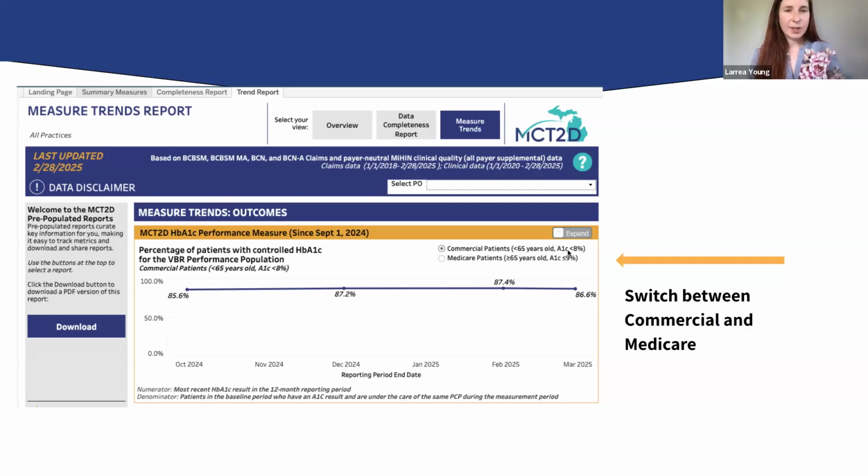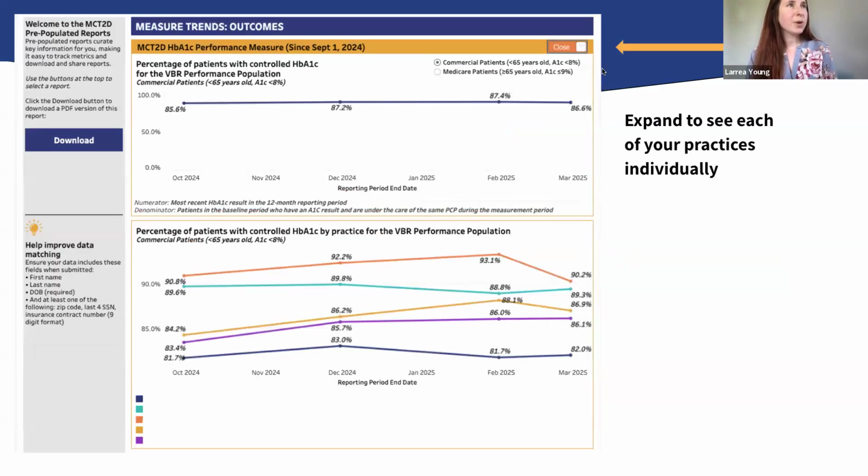One thing about this that's also slightly different from Summary Measures overview is that instead of having 2 separate visualizations for your commercial versus Medicare population, you'll have this toggle up here that you can switch between to view those independently. And you are also able on all of these visualizations to expand them using an expand button in the upper right-hand corner. And as a PO user, you will be able to see each of your practices individually in this expansion down here, and you can click to isolate them.